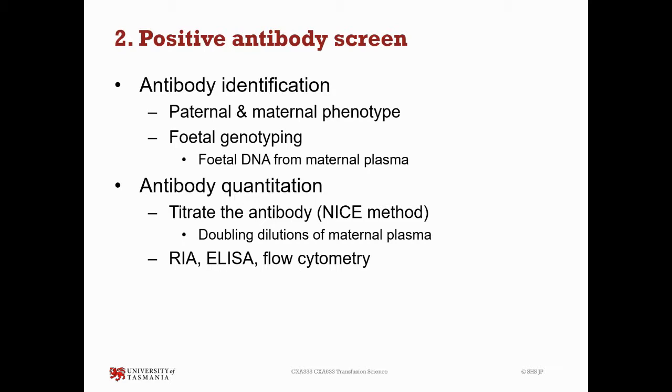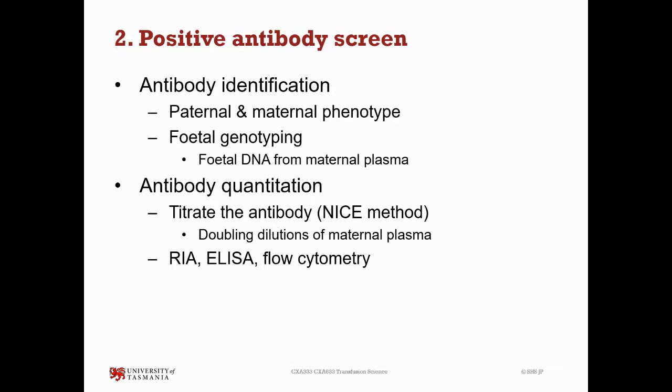So, of course, we have to identify the antibody. And the other thing that we do is we do a phenotype on the mother's red cells, the father's red cells as well, to see if the father happens to be carrying the corresponding antigen to the mother's antibody. And these days, fetal genotyping is being done more and more because it can be done quite non-invasively. And the way that they do it is that they can actually isolate fetal DNA from maternal plasma, which is pretty amazing when you think about it.